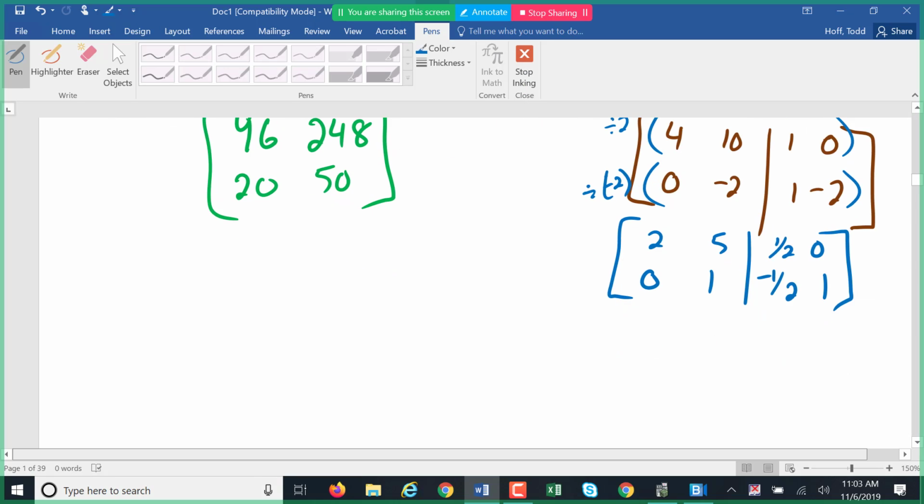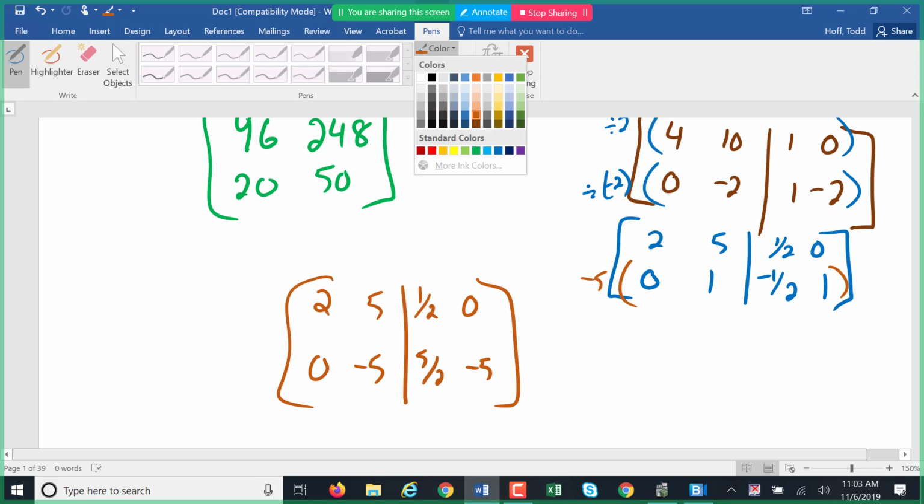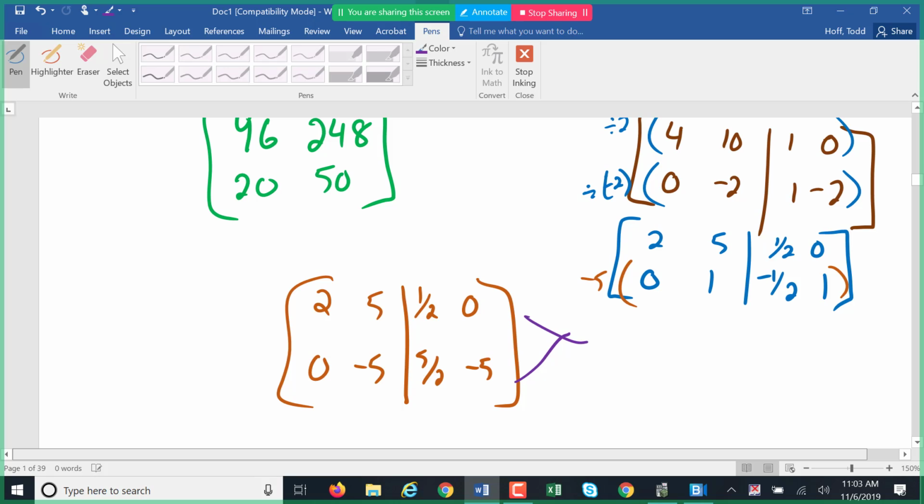Now I can multiply my bottom row by a -5. So the top row isn't going to change: 2, 5, 1/2, and 0. Should spread things out a little bit more there. Bottom row is 0, -5, +5 halves, -5. I'm going to combine those two rows to replace the top row. So I've got 2 plus 0 is 2. 5 plus negative 5 is 0. 1/2 plus 5/2 is 3. 0 plus negative 5 is negative 5.